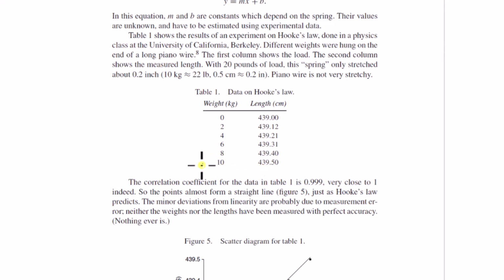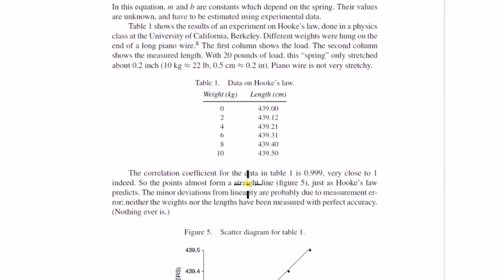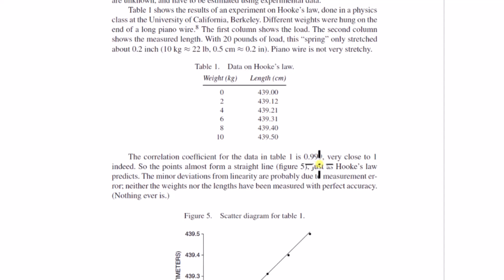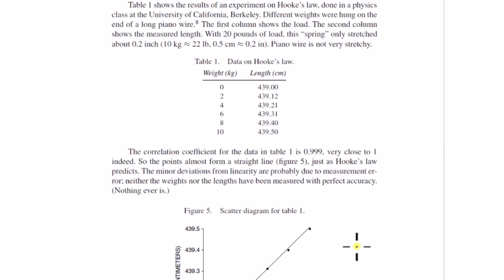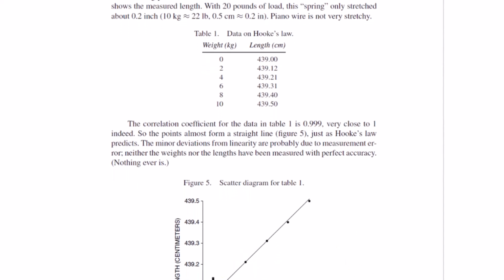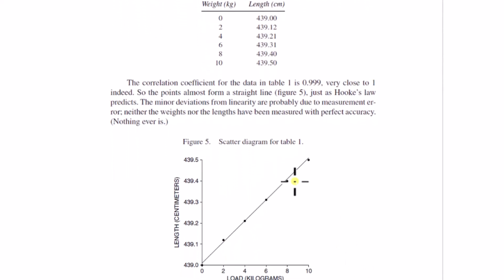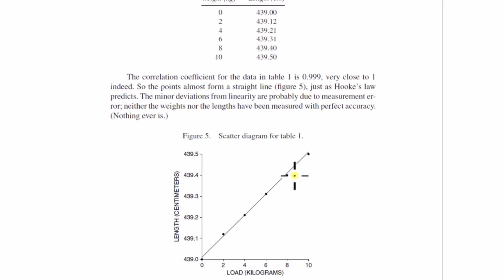Okay, and it says the correlation coefficient for the data is 0.999, very close to 1 indeed. So the points form almost a straight line, just as Hooke's law predicts. The minor deviations from linearity are probably due to measurement error. Neither the weights nor the lengths have been measured with perfect accuracy. Nothing ever is. So you've got these points here that aren't all collinear, but they're close, right?